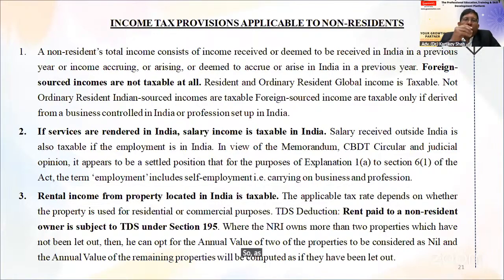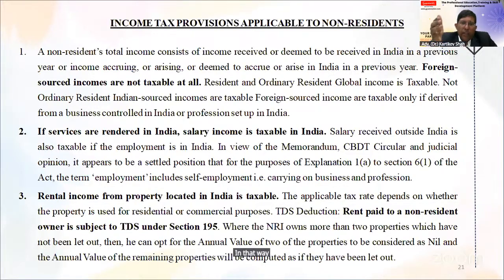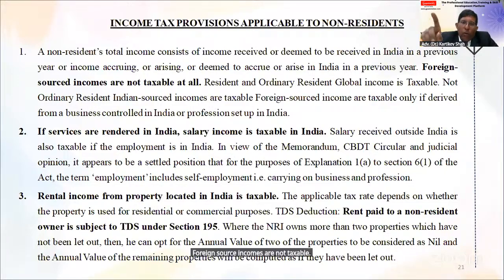So as we had seen how the income will be levied: anything which is received or deemed to be received, accrued or deemed to be accrued or arising, in that way the resident, non-resident or ordinary resident will be taxable. But the main point is, for an ordinary resident, his global income will be taxable, and for a non-resident, only Indian income is taxable. Foreign source incomes of a non-resident are not taxable at all.